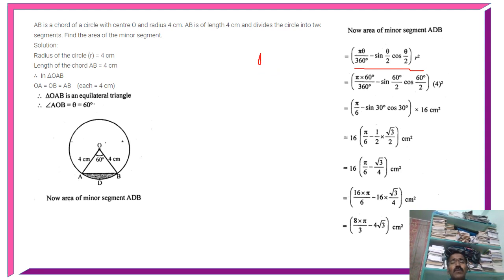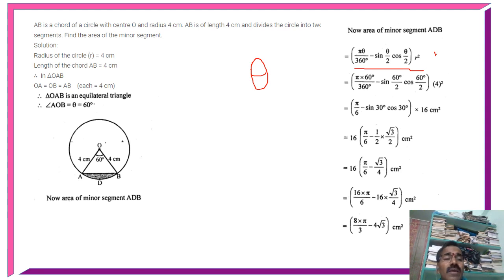If it is obtuse, like 150, first find the minor segment, then subtract from circle. So theta by 360 pi r square minus r square sin theta by 2 cos theta by 2; if we factorize r square, this form will come. This is the formula to find area of segment when theta is acute, I mean up to 90. If it is more than 90, or from 360 when it is reflex angle, you find minor segment area and subtract from area of circle.